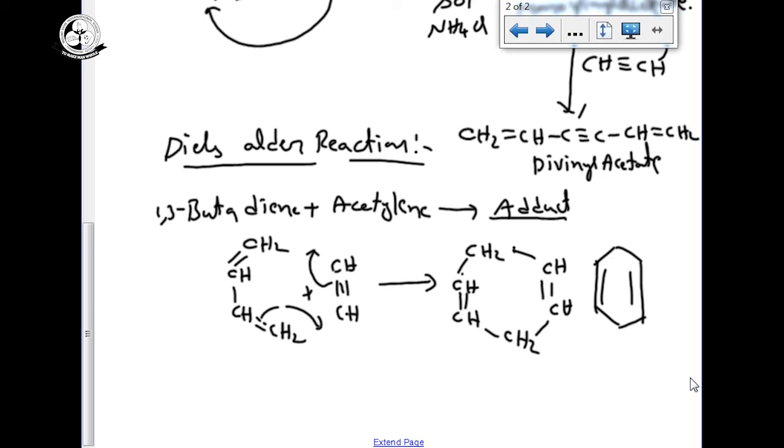And finally, the polymerization reactions, alkynes on polymerization to give addition products. Just break the multiple bonds, and we can get the adduct, means addition product.